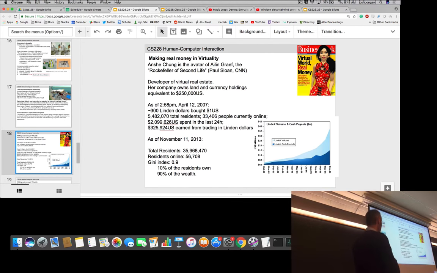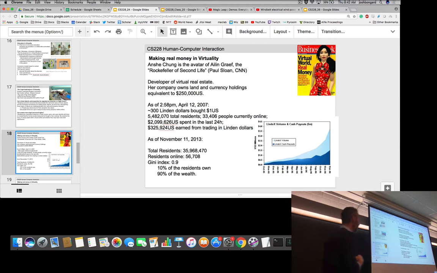Kind of interesting. Here's two snapshots of the economy in Second Life. Back in 2007, 300 Linden dollars would buy you one US dollar. And again, there's the connection with the real world. I can pay real money and buy virtual money. And likewise, I can sell virtual money and get back real money, which means things in that virtual world have value from a legal sense.